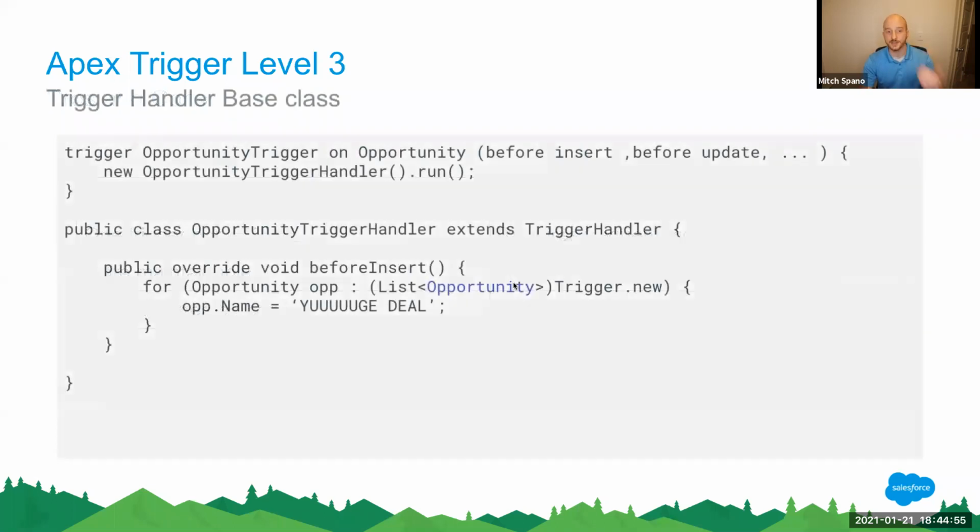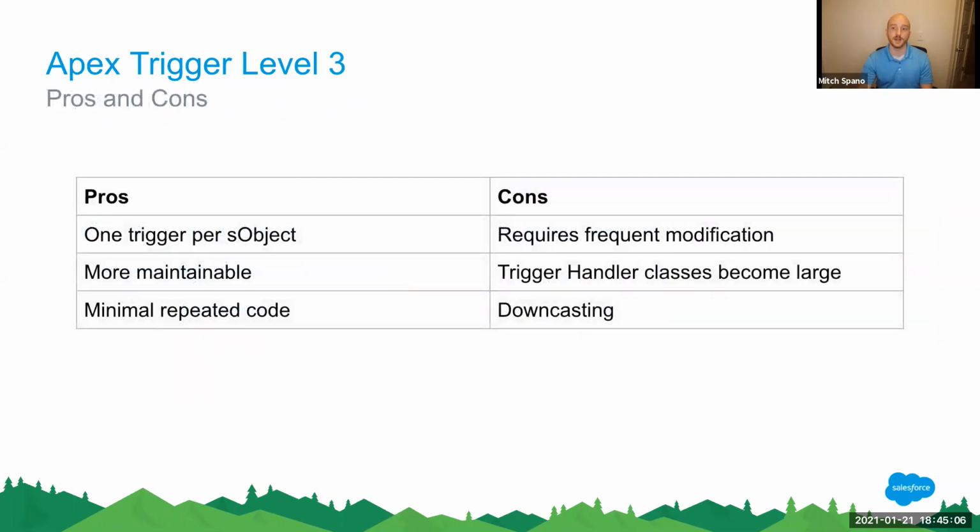So as you mature, the body of this before insert method is going to get longer and longer and longer. Like I said, the trigger handler class itself gets very large. So sometimes it requires a lot of teamwork and a lot of coordination to make sure that you're not stepping on each other's toes and you're not overriding each other's work. Working in source control is very important.